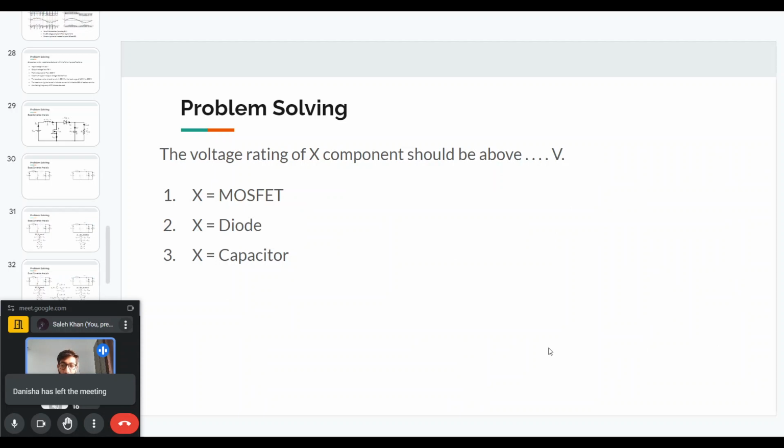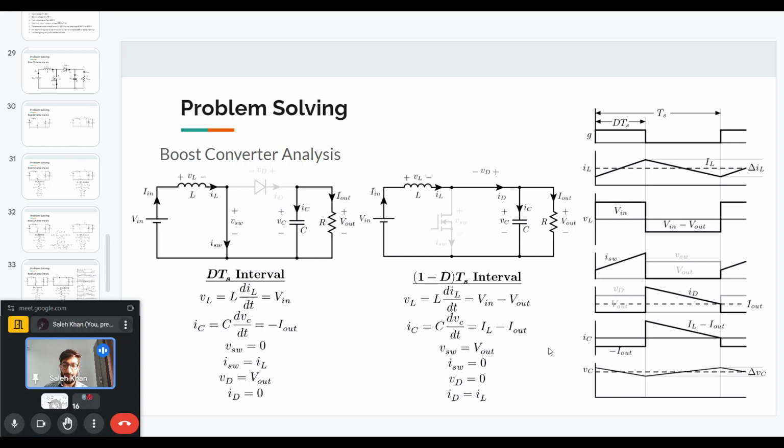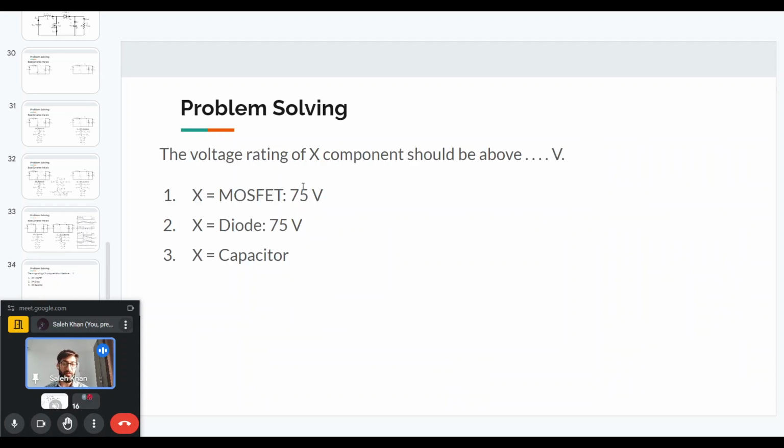Now, what the question is asking us, it is similar to the assignment question that you have been given, is what is the voltage rating of these three components, the MOSFET, the diode, and the capacitor. And as we saw previously, the voltage that is blocked by the switch as well as the diode is V out. So since we are given the output voltage is equal to 75 volts, the voltage that will be blocked by these two devices will be equal to 75 volts.